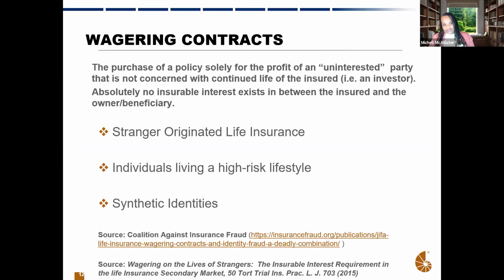Okay, so wagering contracts. We mostly refer to them as STOLIs, but there are other types of wagering contracts. And this is the purchase of a policy that's solely for the profit of an uninterested party that is not concerned with the continued life of the insured. For example, an investor. By uninterested party, I mean that this party has absolutely no insurable interest in this person. They don't know them. These come in the form of stranger originated life insurance, also sometimes known as investor originated life insurance, IOLI.